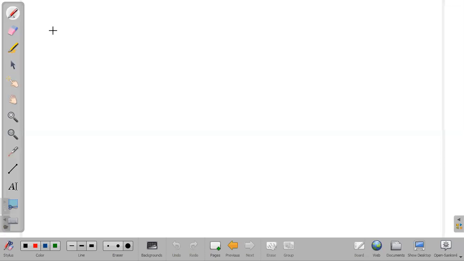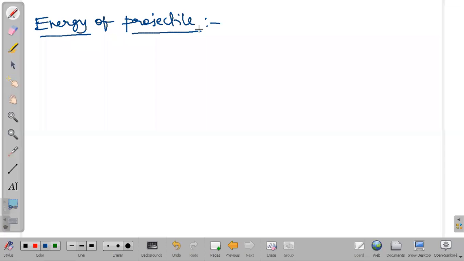The left out one in this is the energy of the projectile. I am going to do the energy of projectile. Usually, energy means, as in lower classes you might have studied, kinetic energy and potential energy. Both the parts we will be doing.